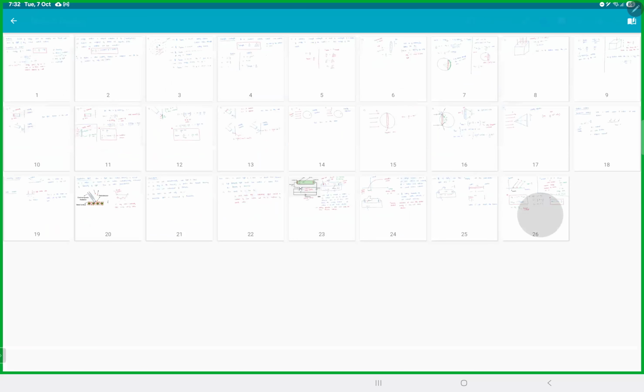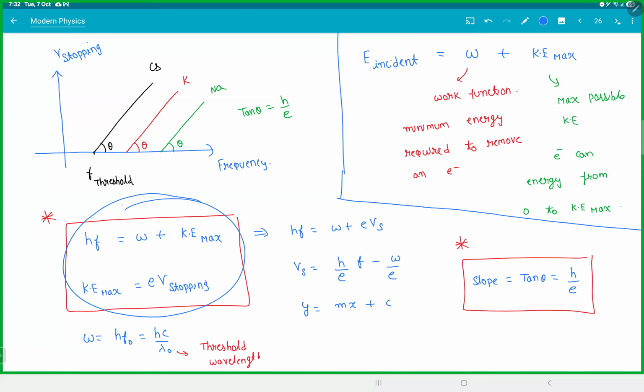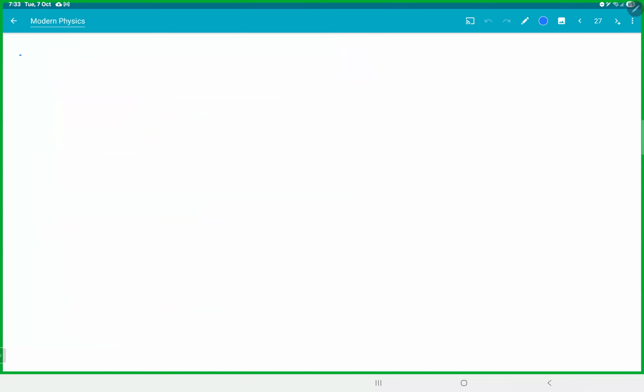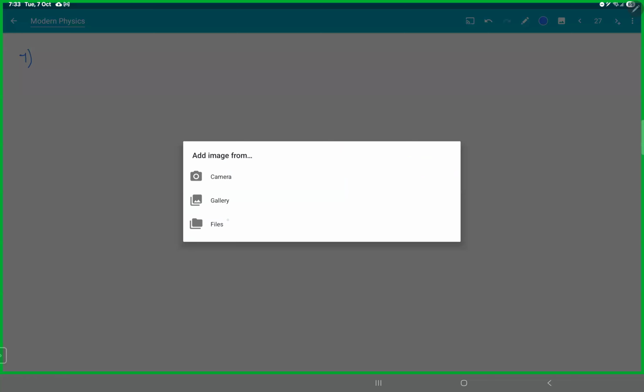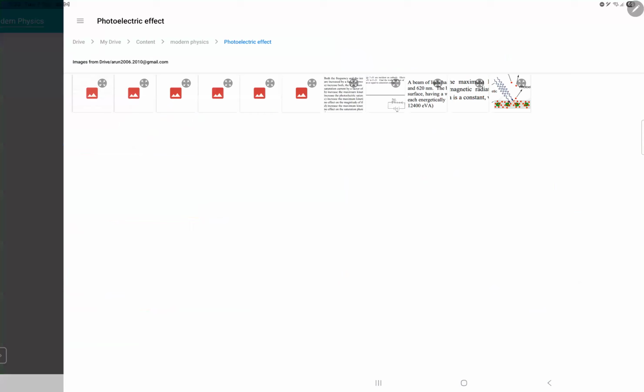Let's see a few questions now. Like I said, the main thing you need to remember is these two graphs, and have a rough understanding of how the experiment works. Let's get this.